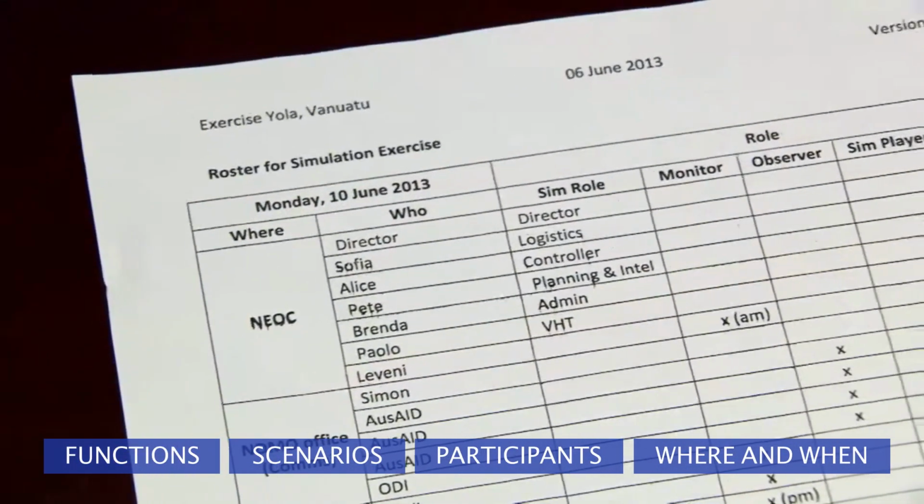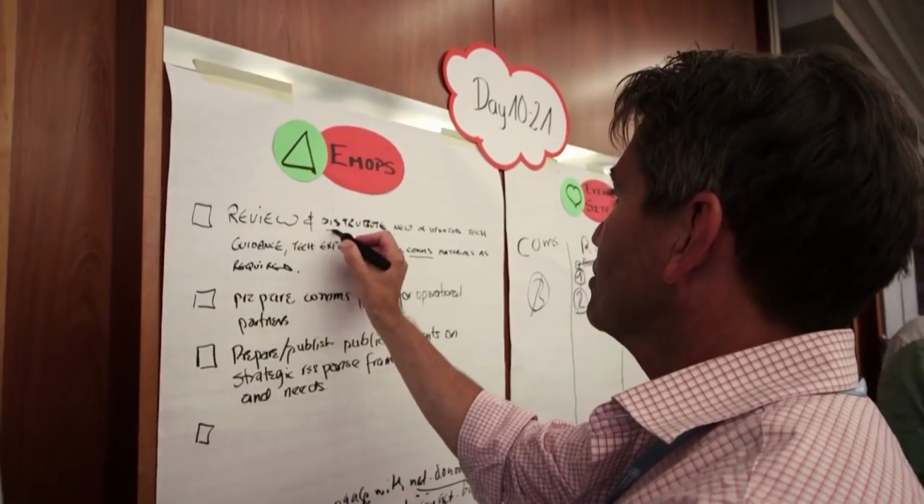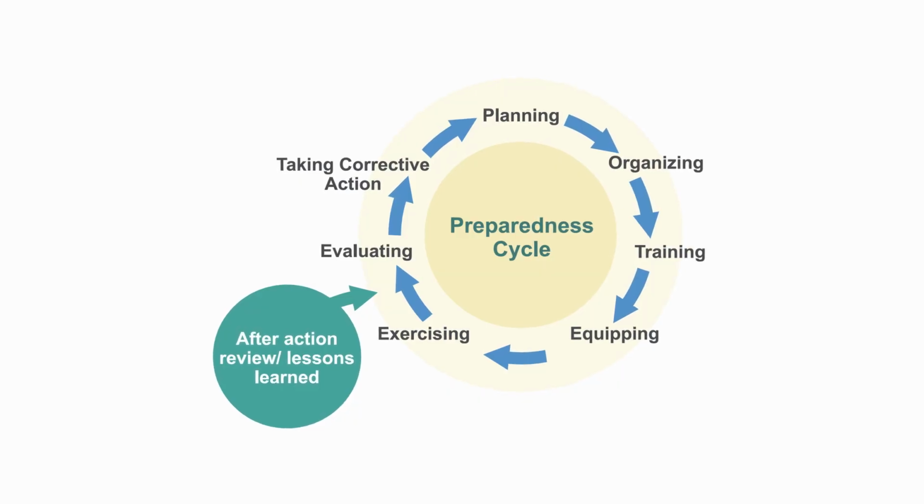To have an exercise program that builds upon each other, we advise to start with the more simple exercise type, and then you progress. You progress in time and you build up the level of complexity and the level of different exercises. So you start with a tabletop, then you move to a drill, then you go into a functional exercise, and you end with a field exercise. It should be designed according to the results of risk assessments and preparedness needs.